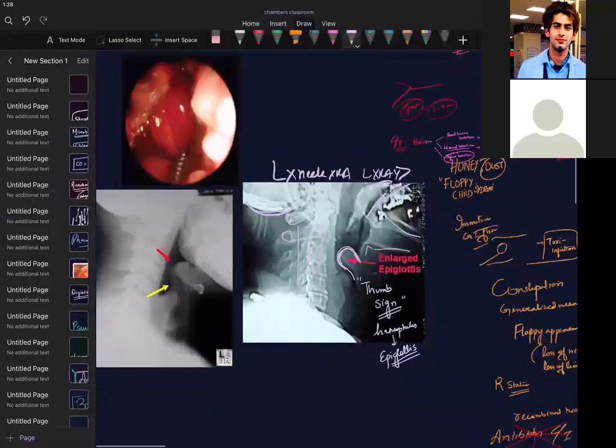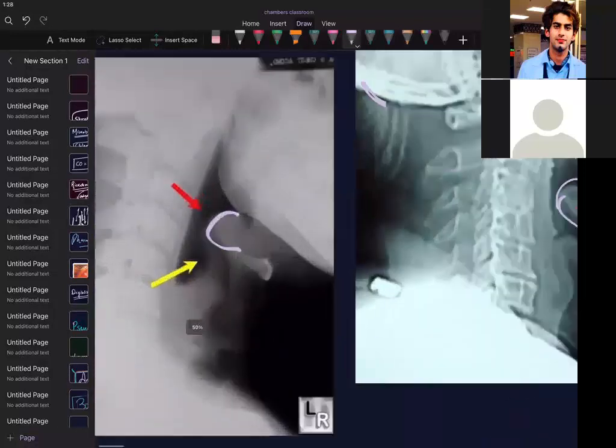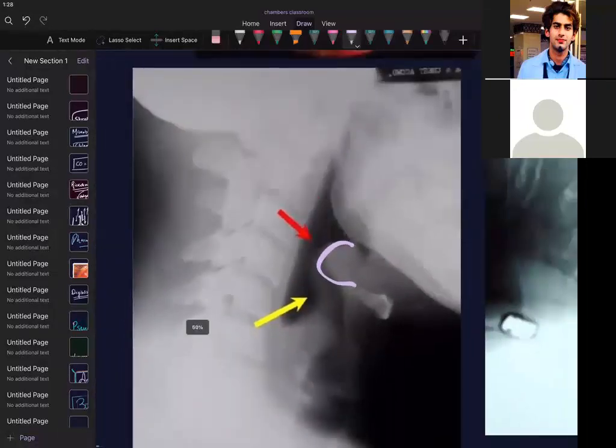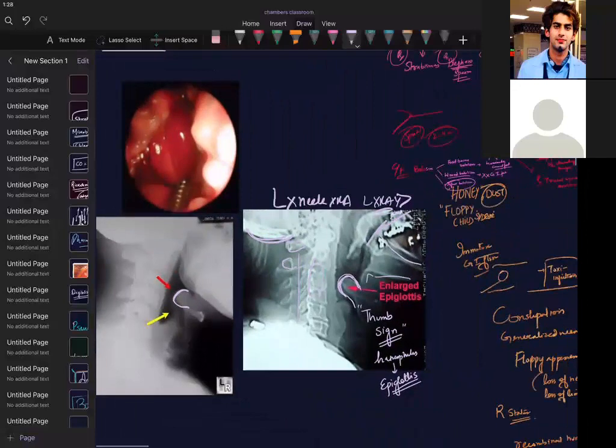Can you see the thumb sign? Yes, sir. Thumb sign. Epiglottitis. Fine. So this is seen in Haemophilus infection.